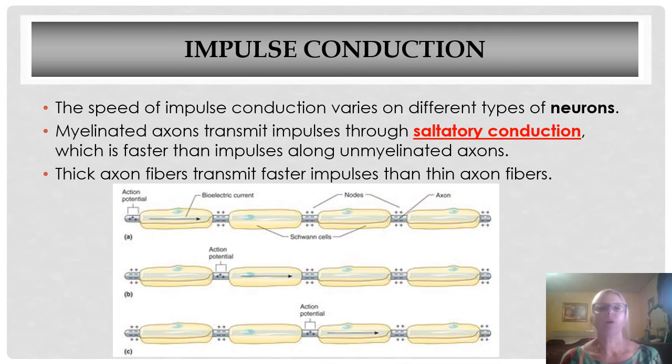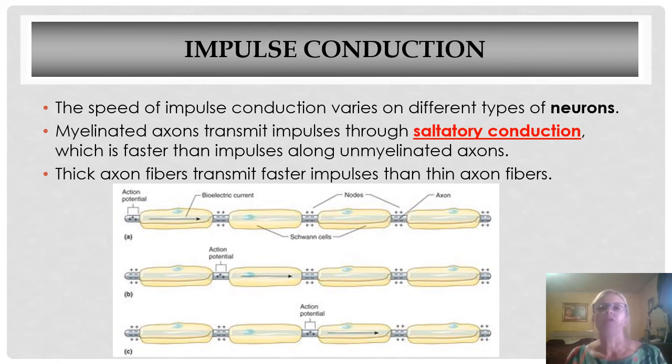All right, so impulse conduction. We talked a bit, and I think I might have even mentioned saltatory conduction. An unmyelinated axon conducts impulses all across the surface, so it's got to go all the way across the axon. Myelin, remember, is rich in fat and lipids, and it acts as an insulator. It prevents the flow of ions through the membrane that it is covering.